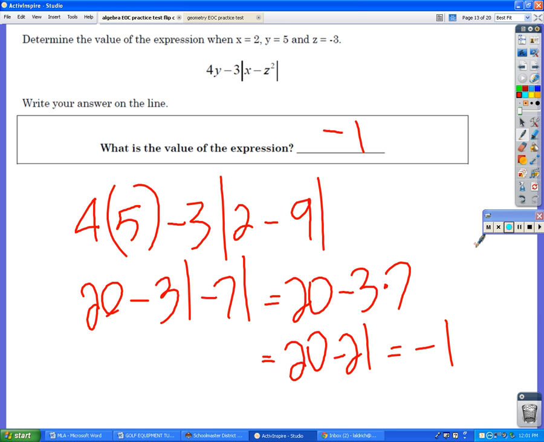So first you just plug in the numbers. Then you just go through and do your order of operations. Multiplication comes first.